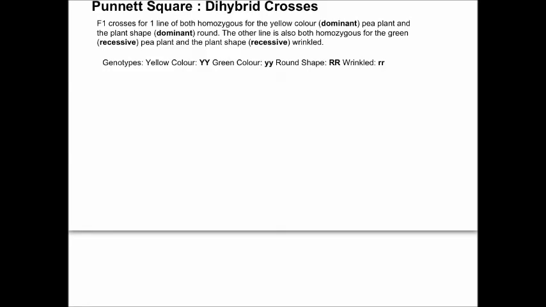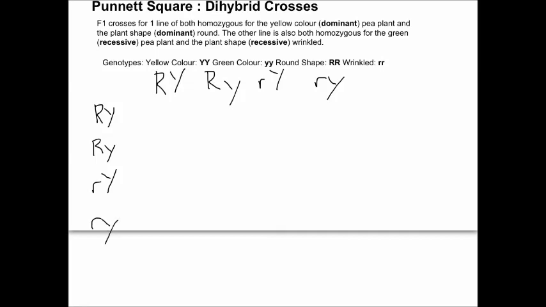So what you're going to do is make a 16 square chart this time, so 4 by 4, and you're going to match up the round shape capital R with the yellow color capital Y, and do the same thing with the green color lowercase y. And then you're going to use the wrinkled lowercase r genotype, and match it with the yellow color capital Y and the green color lowercase y. And you're going to do the same thing for the left side. And then you're just going to match it up like you did with the monohybrid cross.